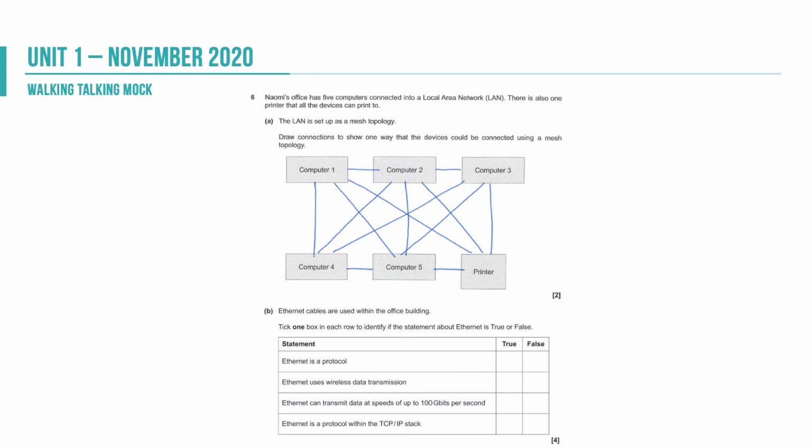That's the answer pretty much for that one. Like I say, you could do a more complex mesh and connect computers 4 and 3 directly, 4 and the printer and 1 and 3 directly, but that's certainly enough to get you your marks.